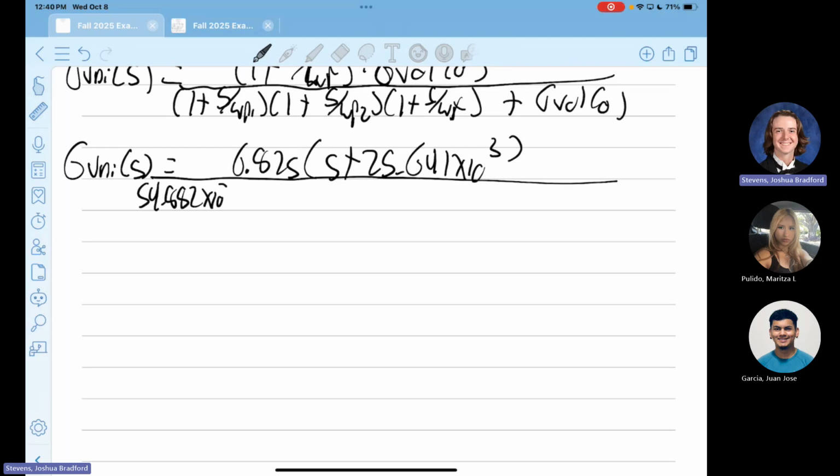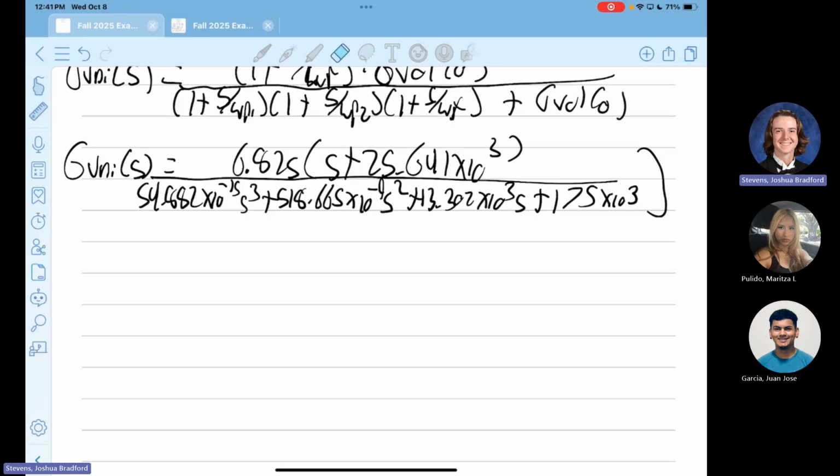54.882 times 10 to the negative 15th S cubed plus 518.665 times 10 to the negative 9th S squared plus 13.302 times 10 to the third S plus 175 times 10 to the third.